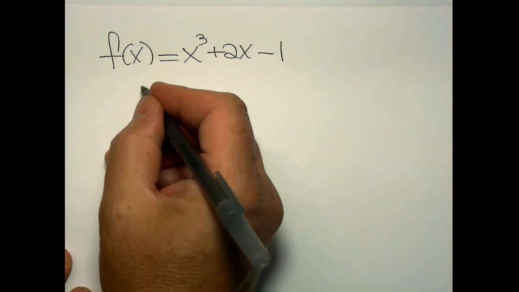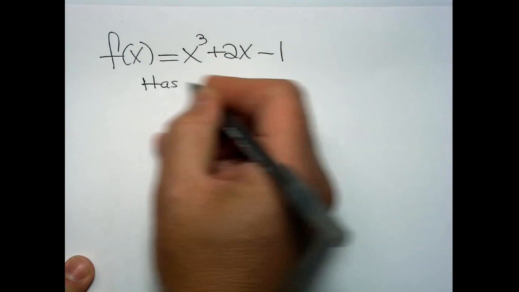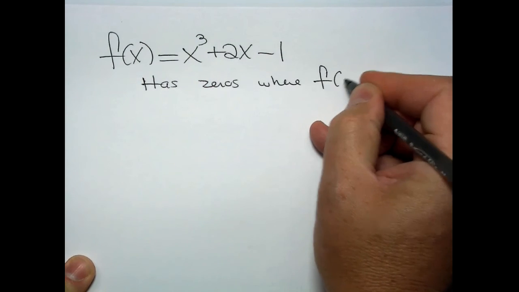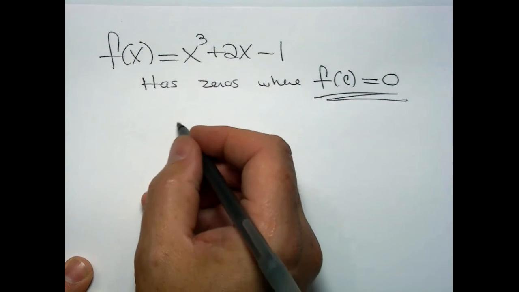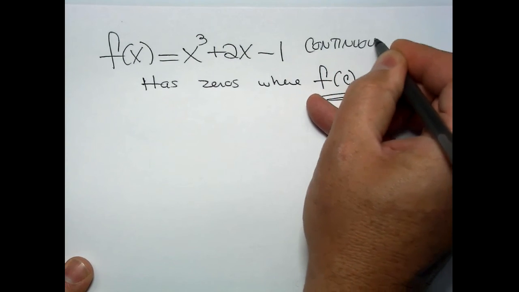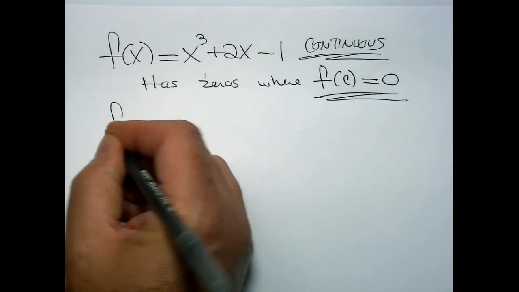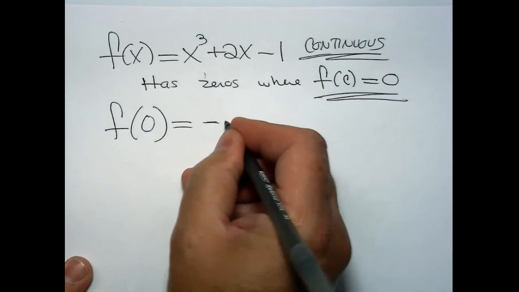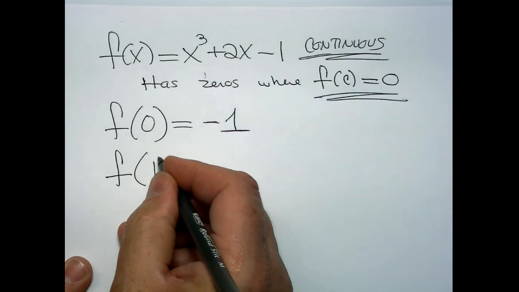So here's a function, and this function might have some zeros. In other words, where the y value is 0. This function is continuous. It is a polynomial, known to be continuous, so it's a continuous curve. If I were to look at f of 0, what do we get? If I were to look at f of 1, what do we get?